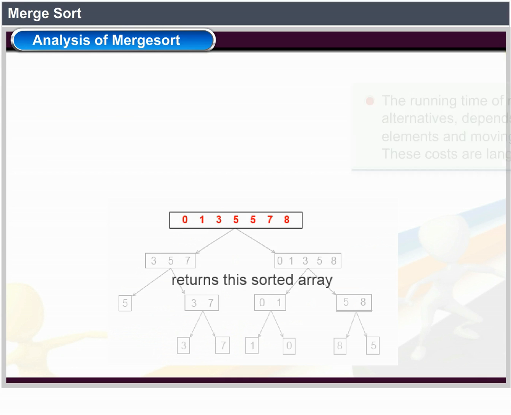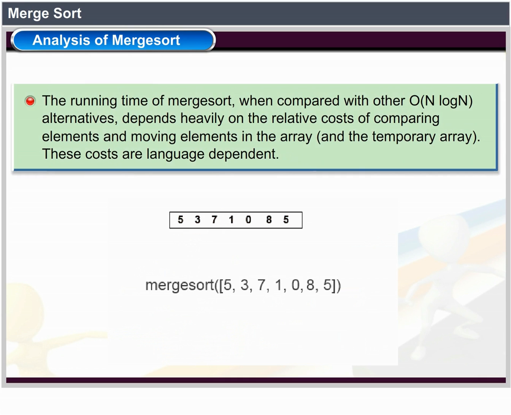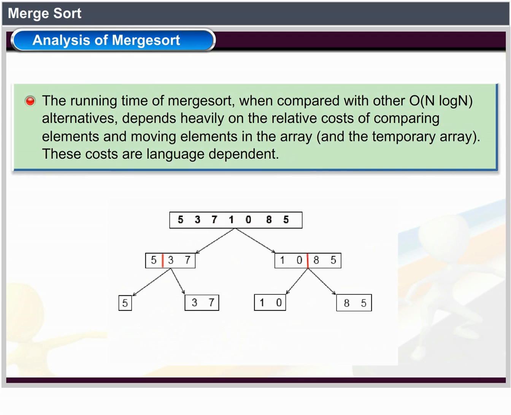The running time of merge sort when compared with other big O of n log n alternatives depends heavily on the relative costs of comparing elements and moving elements in the array and the temporary array. These costs are language dependent.